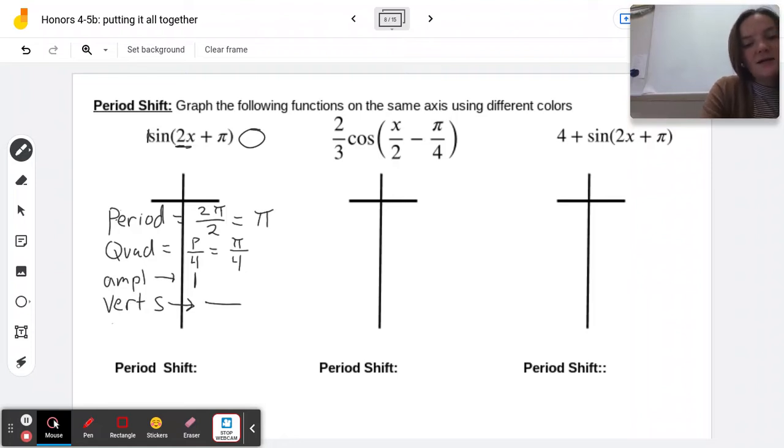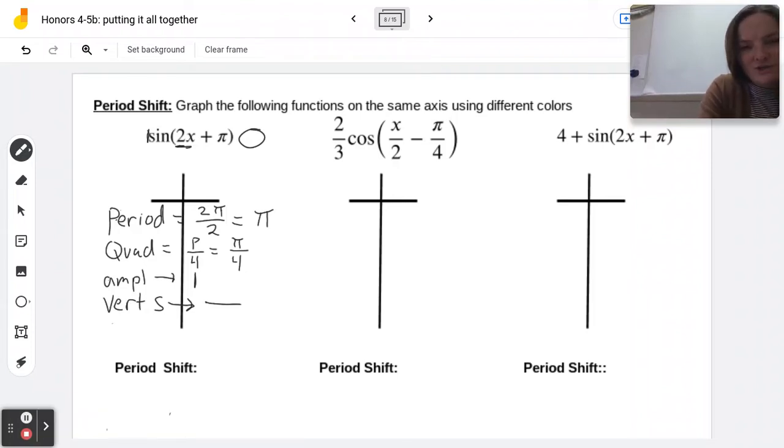And lastly, we can talk about the period shift or the phase shift, which is that newer concept here. To find the phase shift, we're going to set the inside equal to 0, so that's 2x plus pi. And if we do some subtraction and division, we get negative pi over 2 equals x, which means we need to be moving left pi over 2.